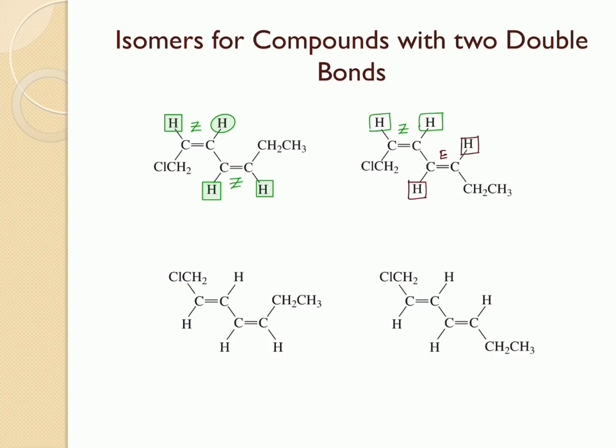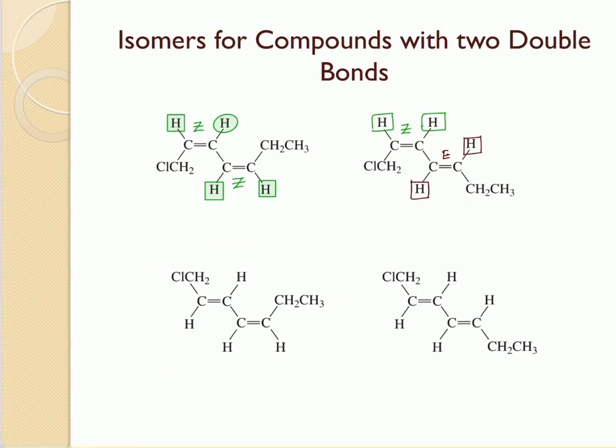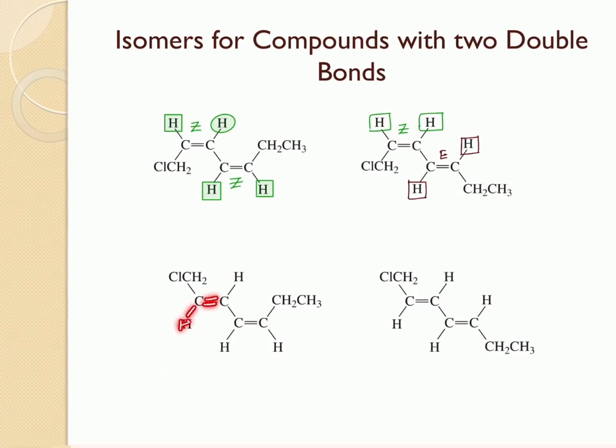Let's go on to the next molecule. This is our next molecule. This double bond right here has two hydrogens in the opposite direction, and therefore this is going to be E. Whereas these two hydrogens are on the same side of the molecule, and therefore this is going to be Z. Or here the two hydrogens are on the opposite side, therefore this is going to be E, and this is also going to be E for the same reason.